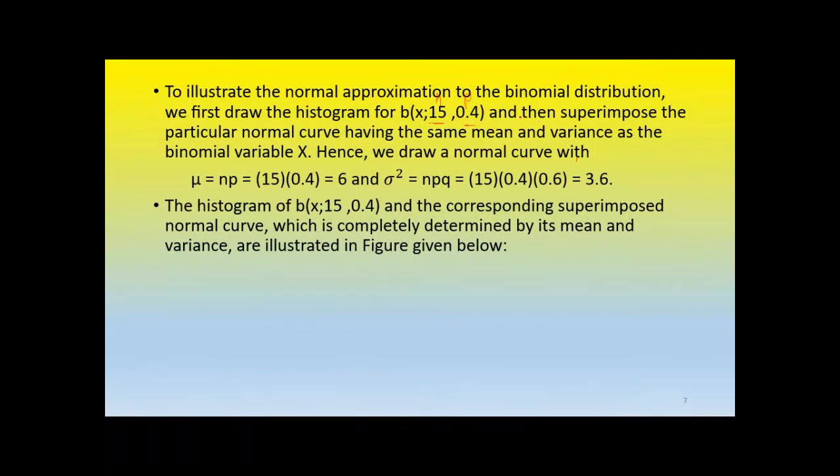And then superimpose the particular normal curve for the same problem, both on the same graph, having the same mean and variance as the binomial variable x. Now we will check what is happening. This is the given binomial distribution. By using this binomial distribution n and p, we are finding mu and sigma for the normal distribution. Sigma square is 3.6, so we can find sigma by taking the square root of it.